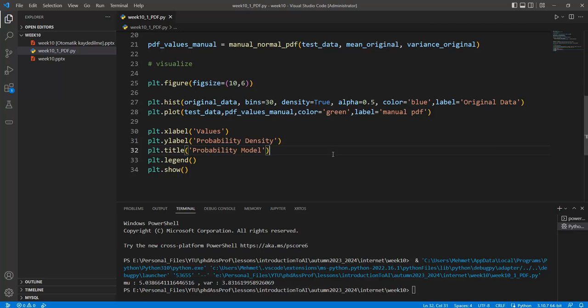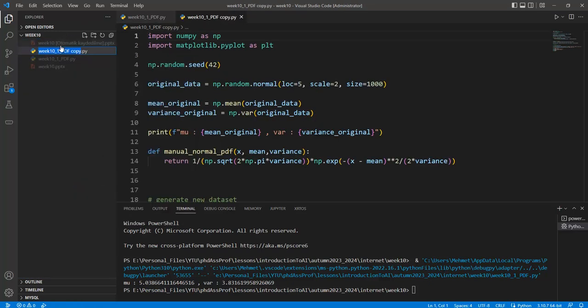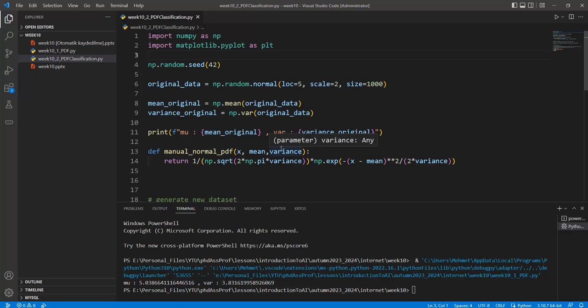Okay. So in the second example, we need to move on to PDF classification. In PDF classification, we set two classes with the mean and standard deviation values or the variance values, and then assign each data point to one class. But this PDF function must give this representation in a probabilistic way.